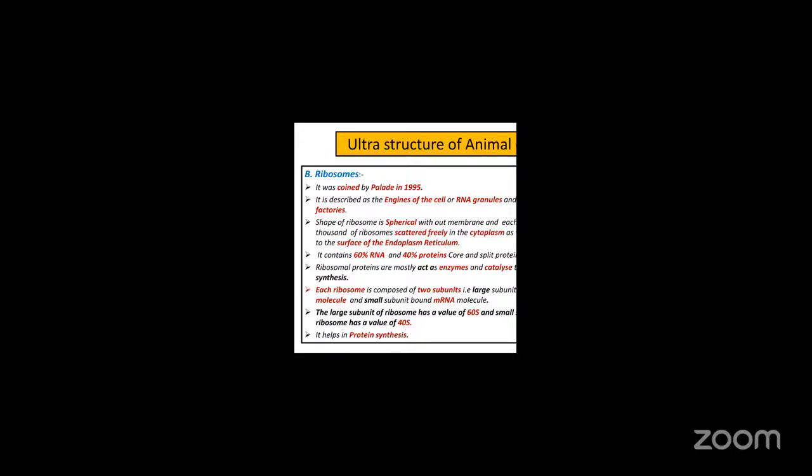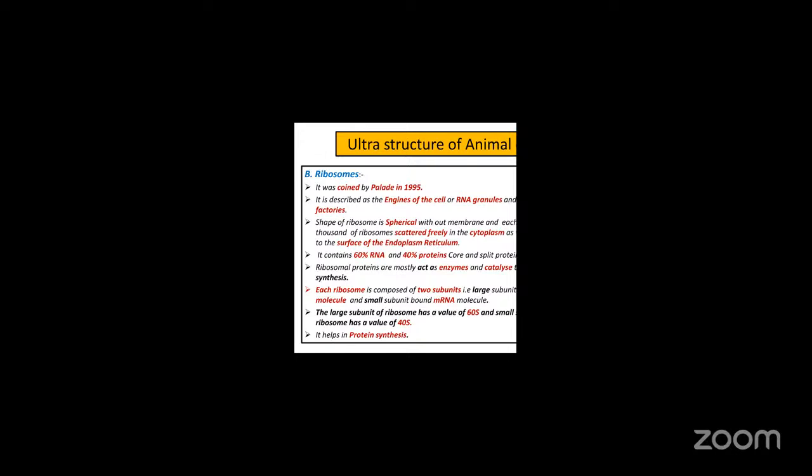And the main function of this ribosome is that it helps in protein synthesis. So that is how the structure of the ribosome is. Ribosomes also play a very important role, and they are present freely scattered in the cytoplasm. Some of them are also found attached to the endoplasmic reticulum, and they are the protein factories, and they possess 60% of the RNA and 40% of the proteins.